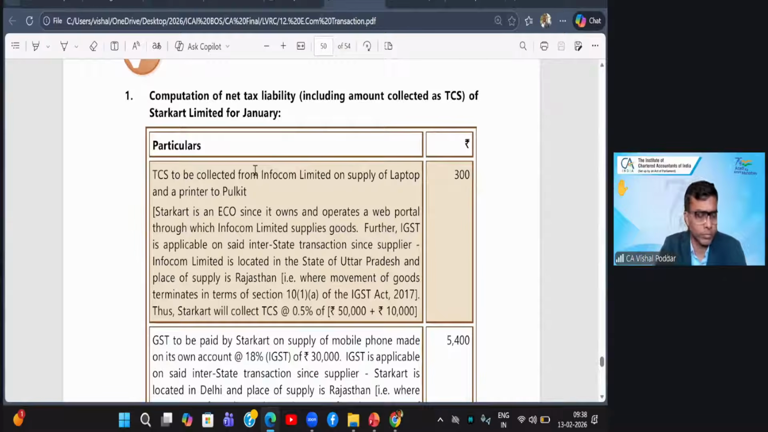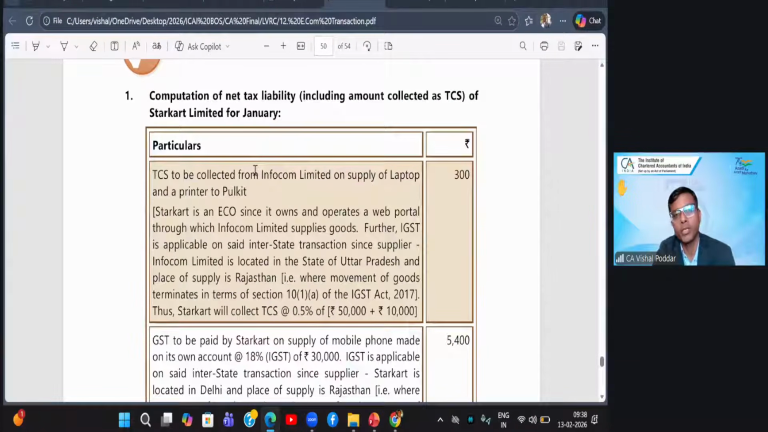Computation of net liability including amount collected as TCS of Starcart Limited for January. TCS to be collected from Infocom Limited on supply of laptop and a printer to Pulkit. Starcart is an ECO since it owns and operates a web portal through which Infocom Limited supplies goods. Further, IGST is applicable on the said interstate transaction since supplier Infocom Limited is located in the state of Uttar Pradesh and the place of supply is Rajasthan. That is where the movement of goods terminates in terms of Section 10(1)(a) of the IGST Act 2017. Starcart will collect TCS at 0.5% of 50,000 plus 10,000, that is 60,000.